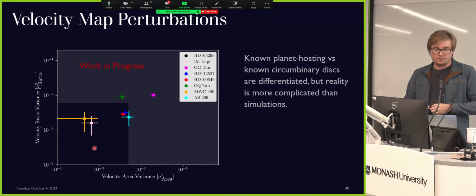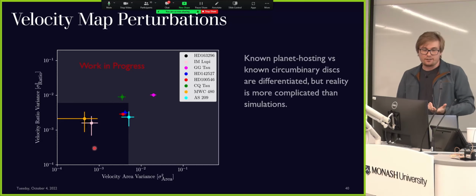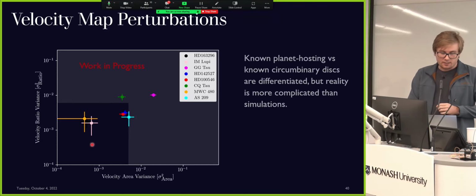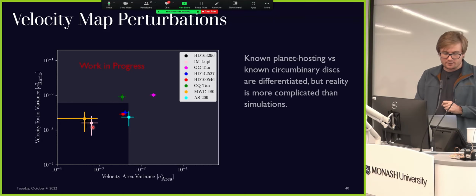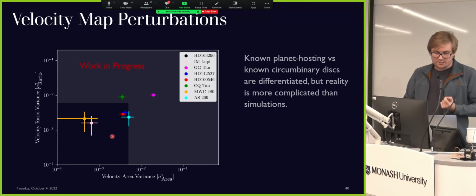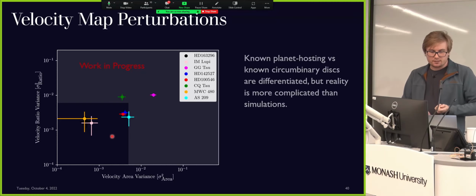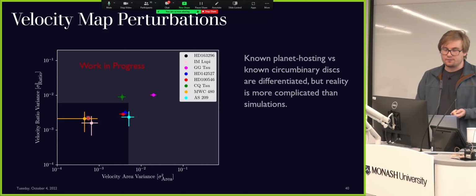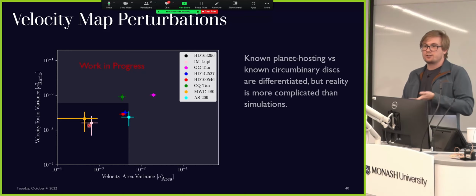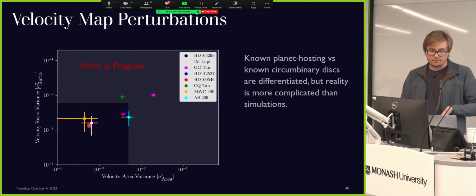So here, I've essentially done the same thing. I've measured these criteria on different disks in the literature. Down the bottom left here, there's a black dot that's a bit hard to see, and then this pink dot. These are all disks that we suspect are planet hosting. In fact, one of them is confirmed to be planet hosting. It's the disk I showed earlier where we've mapped the planetary wake.